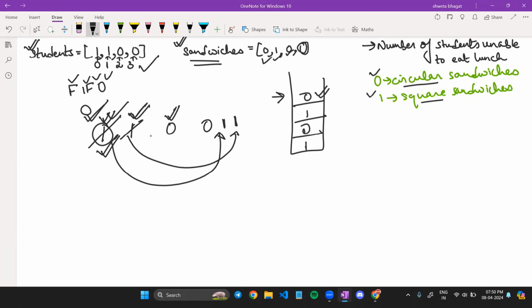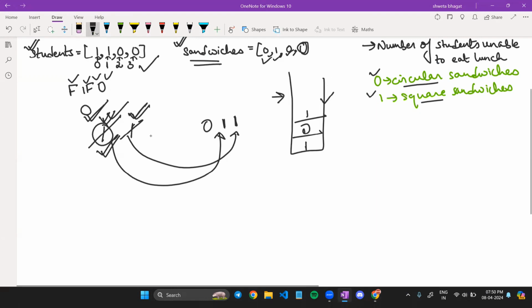Now, which child do we have over here? Now, this child wants a circular sandwich. And what do we have at the top? At the top, we have a circular sandwich. So what we will do? This child will get his order, so he will come out of the line. Let's remove this child from here. Okay. And since he has taken this circular sandwich, we will remove it from the stack.